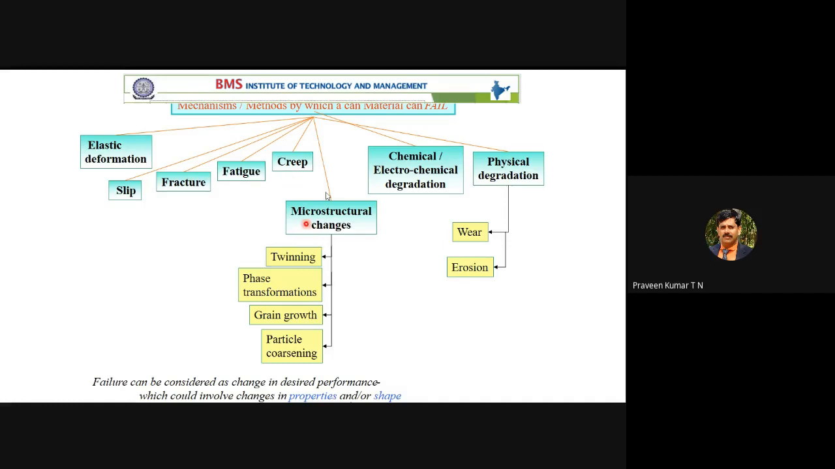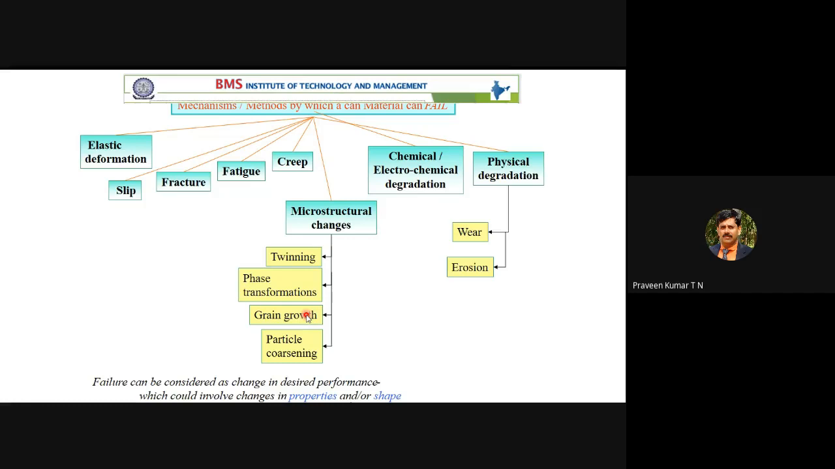Then microstructural changes. Again, this is from the material science or material testing laboratory. The first experiment is on microstructure. You have to study the microstructure of different materials like copper, aluminum, bronze, steel, etc. There is a change in microstructure. You have discussed plastic deformation. Plastic deformation takes place by slipping, or plastic deformation may take place by twinning process. All will come under plastic deformation. There's a grain growth.